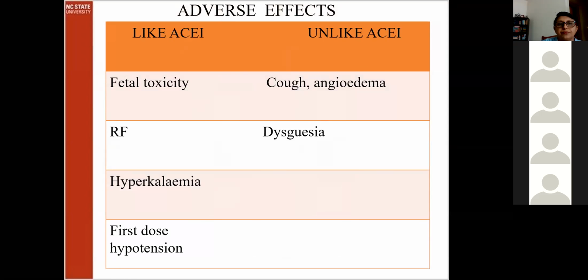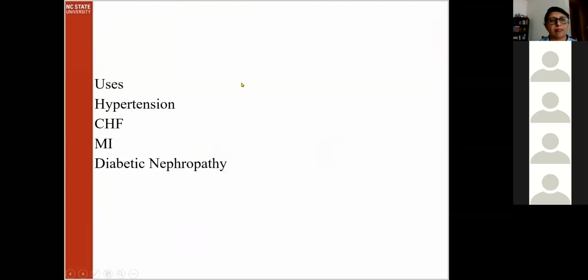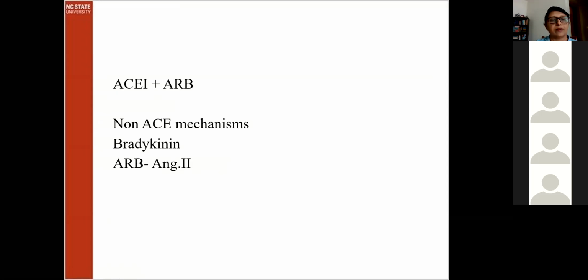Now, coming to adverse effects, like AC inhibitors, these adverse effects are there for ARBs. Fetal toxicity is there, renal failure can occur, hyperkalemia will be there, and first dose hypotension, even though not much, will be there. But unlike AC inhibitors, there is no cough or angioedema and there is no dysgeusia. Okay, so that is about ARBs. Same uses: hypertension, congestive cardiac failure, myocardial infarction, diabetic nephropathy, everything is there.